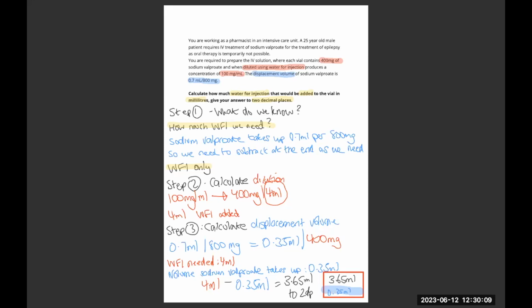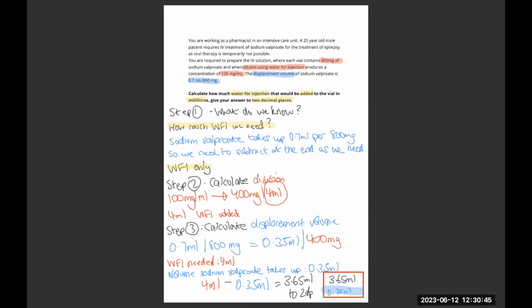So from step two, we know that we need 4 milliliters of water for injections. However, calculating the displacement volume, which is what the sodium valproate will replace the water for injections by, will give us how much water for injections we need. So the displacement volume of sodium valproate, which is 0.7 milliliters per 800 milligrams, becomes 0.35 milliliters per 400 milligrams because we need 400 milligrams per 4 mil.